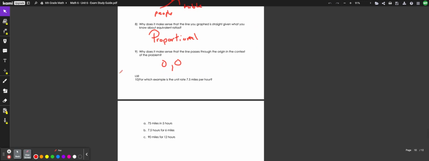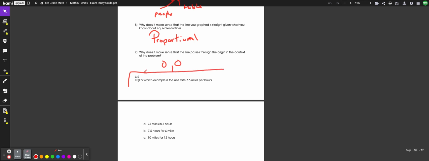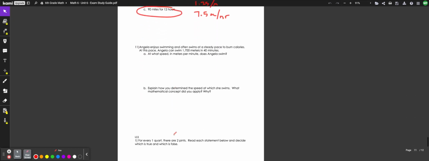This question here was a part of the question that got chopped off in your packet. This was a part that you weren't able to see. For which example is the unit rate 7.5? When we divide 75 miles by 5 hours, we get 15 miles per hour. When we divide 7 and a half hours for 6 miles, we get 1.25 hours for every mile. And then when we divide 90 miles for 12 hours, there we go, 7.5 miles per hour. So the unit rate here would be C for the 7.5 per hour.